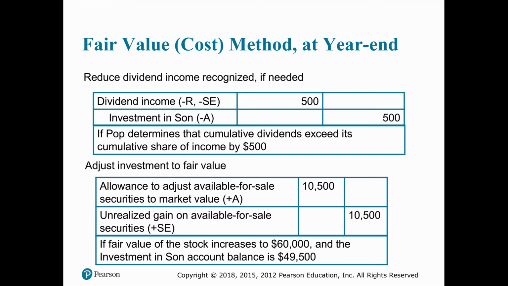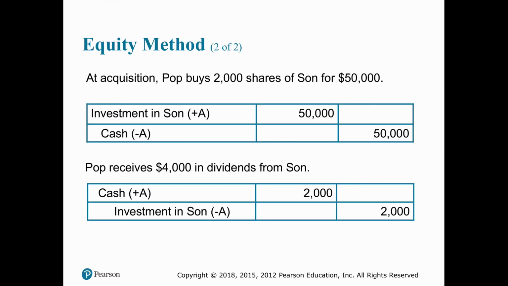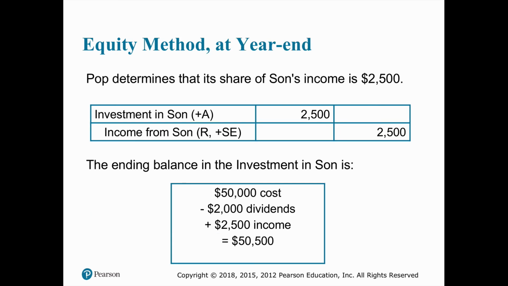But how can we record the same transactions if we apply the equity method? The first journal entry would be almost the same, where we debit investment in Sun and credit cash. But for the second journal entry, instead of debit cash, credit dividend income, here we say debit cash, credit investment in Sun, which is the same account we used in the previous transaction. And then when we determine the income, we debit investment in Sun and we credit income from Sun.